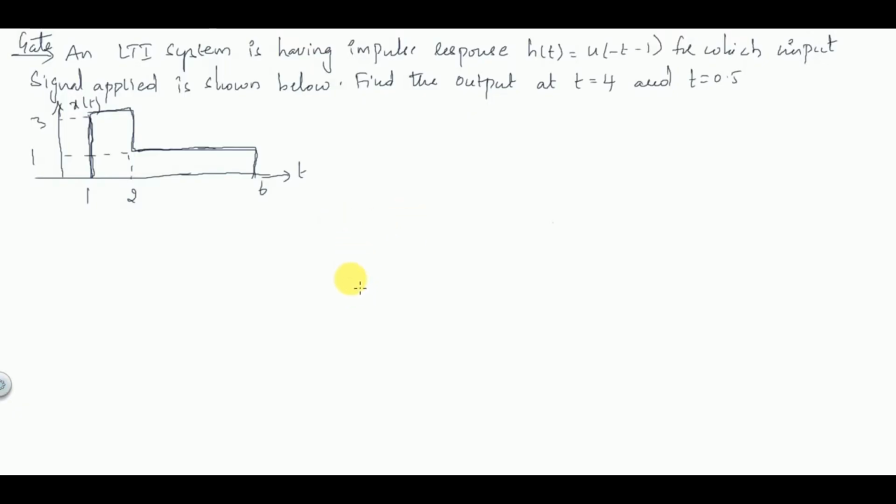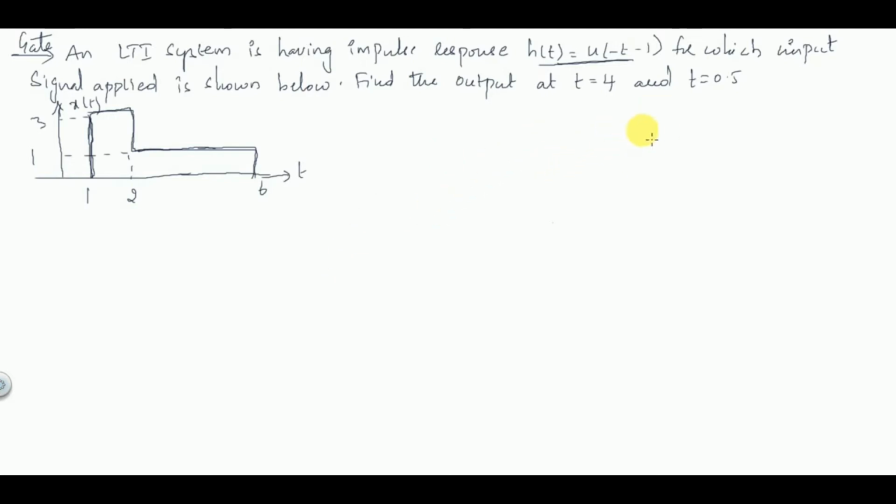So in this video we'll solve one of the previous GATE problems, which is based on this graphical convolution concept. I have discussed the graphical convolution concept in the previous video, and this is the example problem from a GATE previous question.